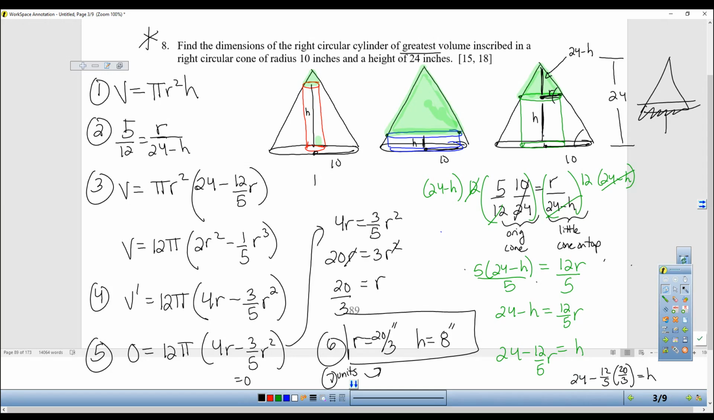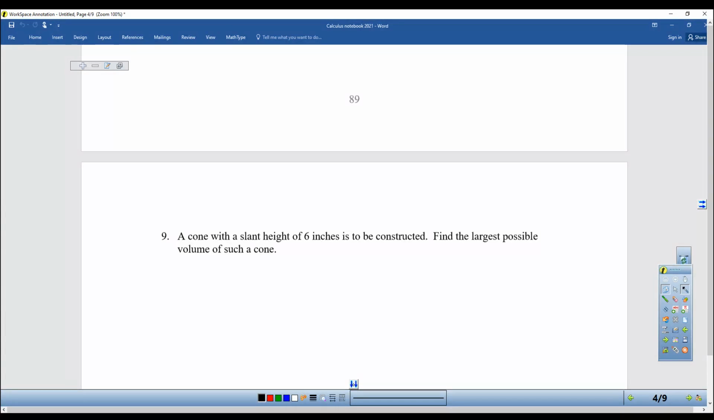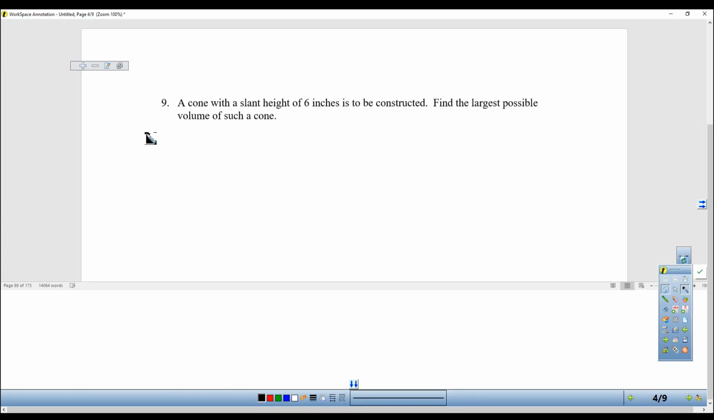Okay, we're just going to do one more. A cone. Oh, a cone again. I love cones. A cone with a slant height, so they're referring to this over here, is to be constructed. Find the largest possible volume of the cone. So I see it, largest possible volume.